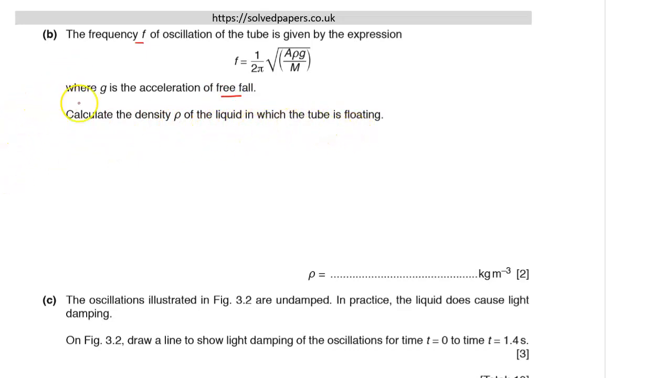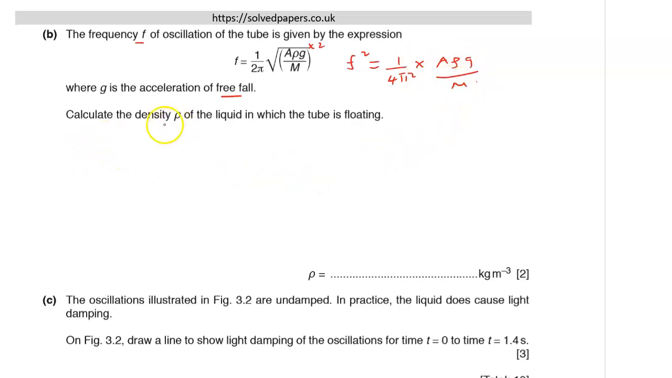Of course, you need to make rho the subject. To make rho the subject, you need first to remove the square root. So you square both sides. Of course, you're supposed to square because a square root is basically a power of a half. So you need to square to remove it, and this will be 1 over 4 pi squared times A rho g over mass.